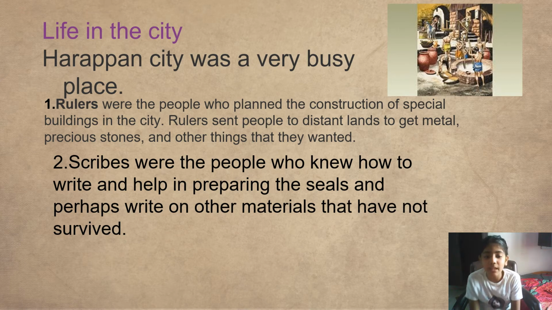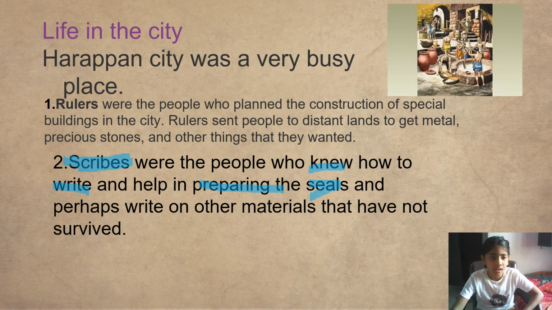Scribes were people. Now we are going to discuss some people called scribes. They were people who knew how to write and helped in preparing the seals, and perhaps they wrote on other materials. They wrote on many materials, but those have not survived.